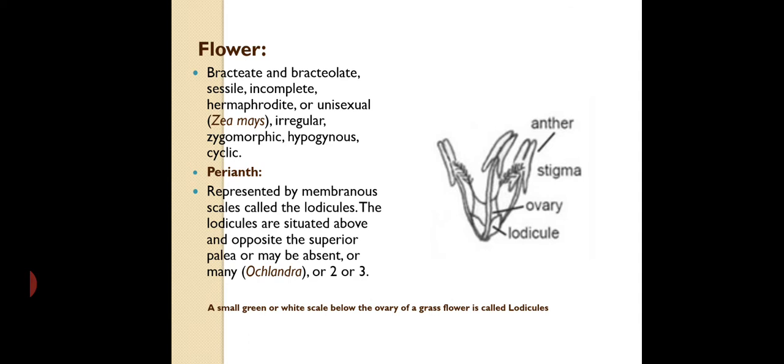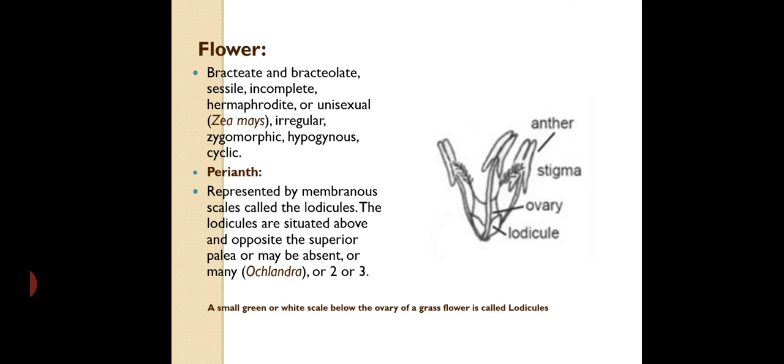And now we will discuss the flower characteristics. That is, the flower is bracteate because the lemma and palea are there. So, bracteate and bracteolate, that is because the palea is there, and sessile, incomplete, sometimes hermaphrodite. If it is with male flowers, it is incomplete. If it is with bisexual flowers, then it is called a hermaphrodite.